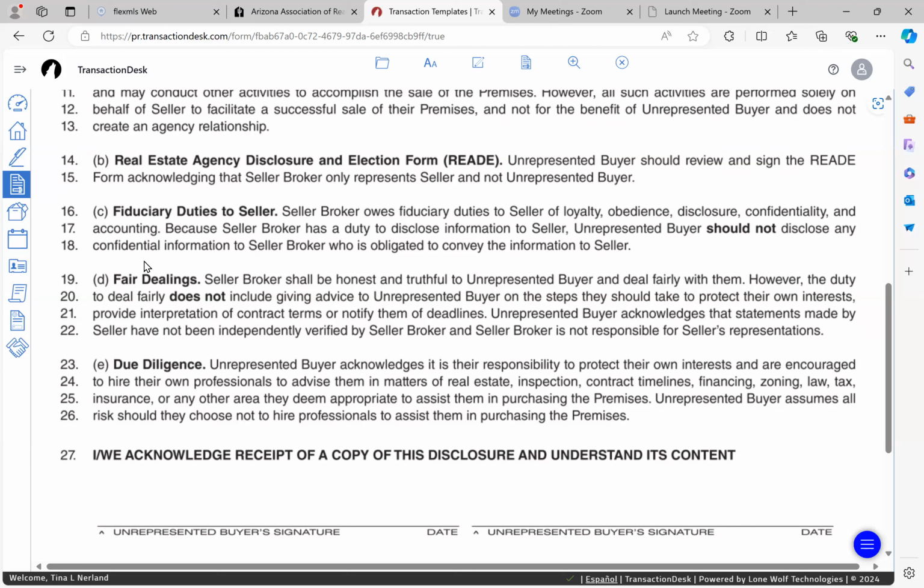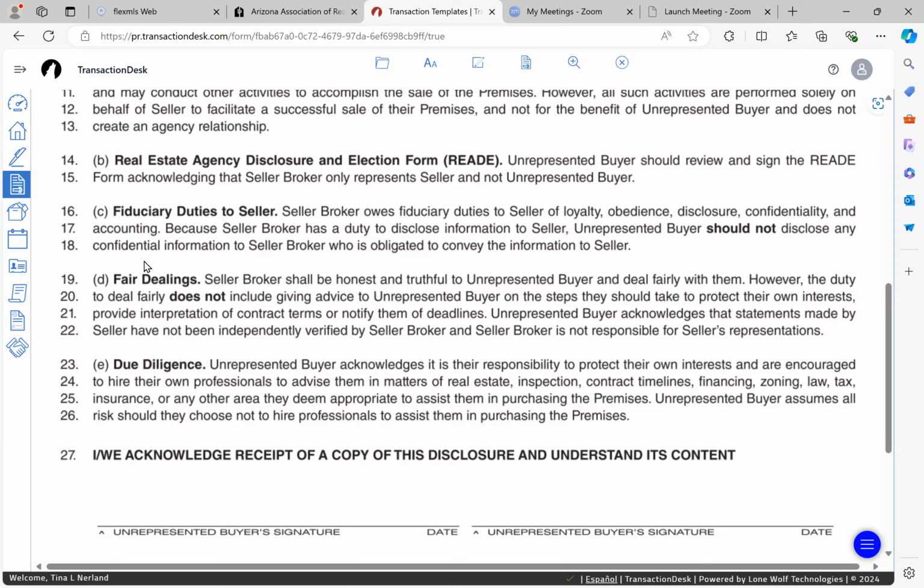Interpretation of contract terms or notify them of deadlines. Unrepresented buyer acknowledges that statements made by seller have not been independently verified by seller broker, and seller broker is not responsible for seller's representations.